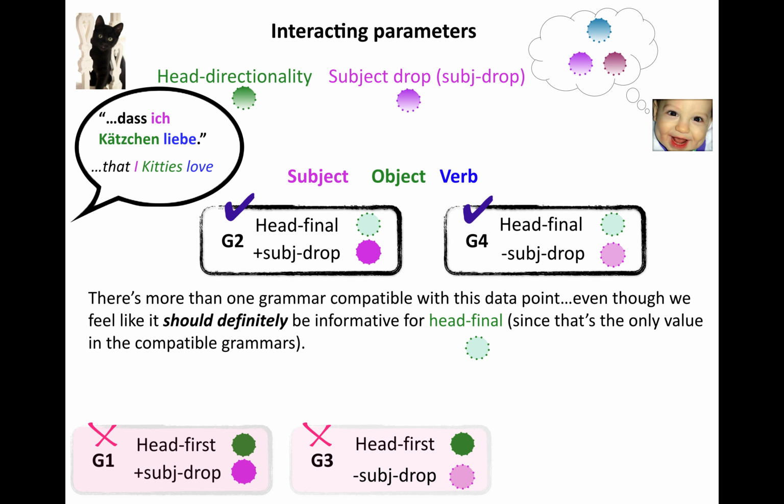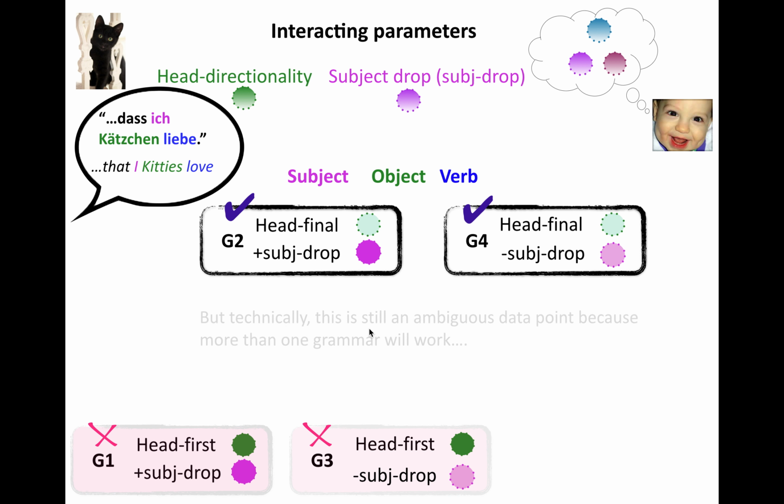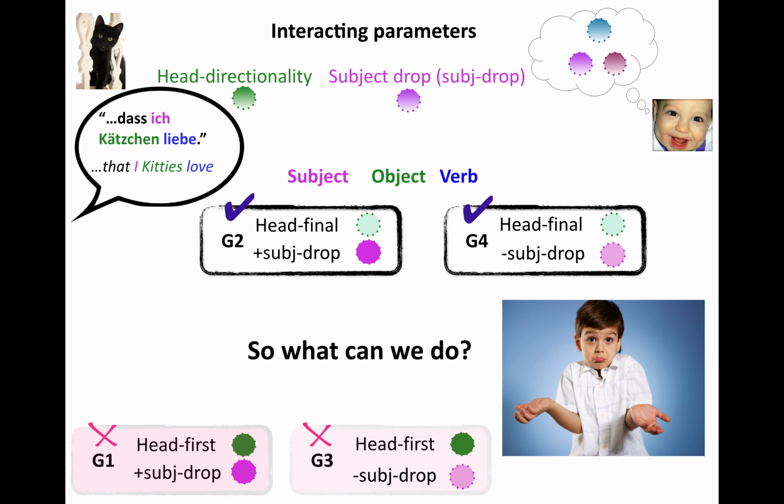But it's still a problem, right? Because there's more than one grammar compatible with this data point, even though we feel like it should definitely be informative for head final, because that's the only value that the working grammars use, right? But again, technically, this is still an ambiguous data point because more than one grammar would work. And so how do you learn with that? That is the question. What can we do?